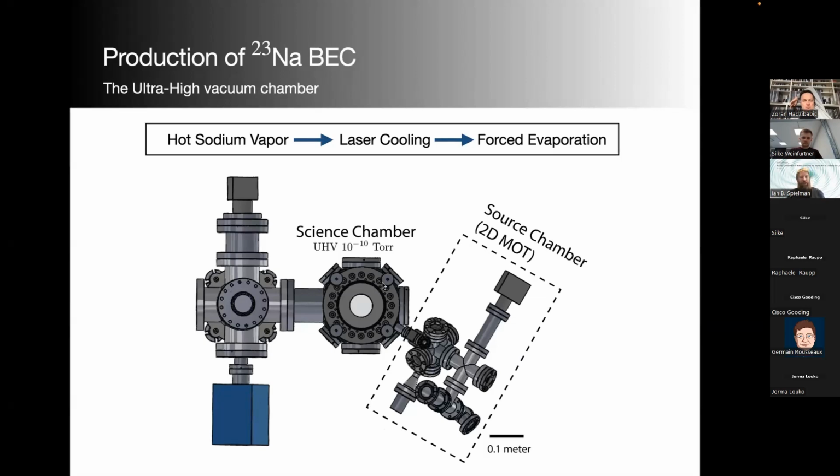So there's nothing particularly innovative about this. It's much, much more compact than the previous experiment with that human-sized Zeeman slower you saw. So we start with a relatively hot sodium vapor. We use laser cooling techniques followed by forced evaporation. And as I indicated, all of this real scientific action goes on in here in the red box, our science chamber.